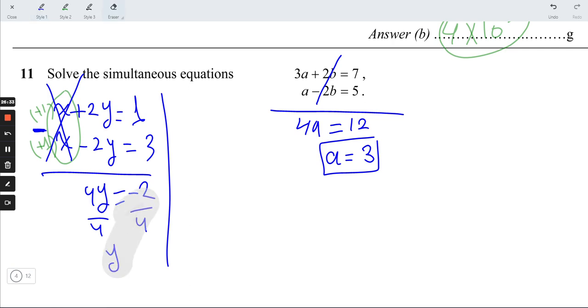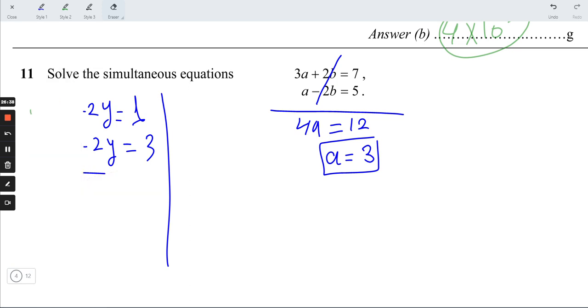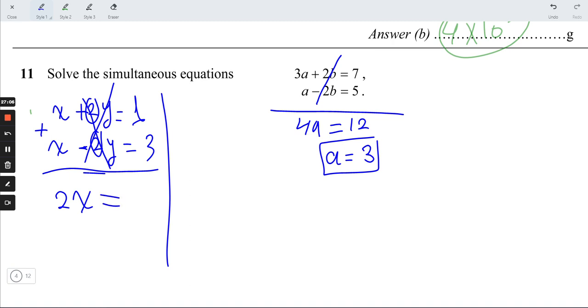But maybe you don't want to cancel x. You want to cancel y. So be careful here. In y they have the same coefficient, which is 2, but they are different in sign. So to cancel them you have to add. If you have the same coefficient with the same variable and they are different in sign, add them. If they are the same sign, subtract them. So in this case, x plus x is 2x, plus 2y minus 2y cancel each other, equal to 1 plus 3, which is 4. So x in this case will be 2.